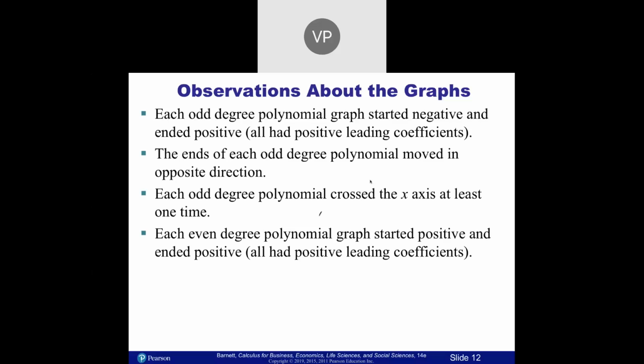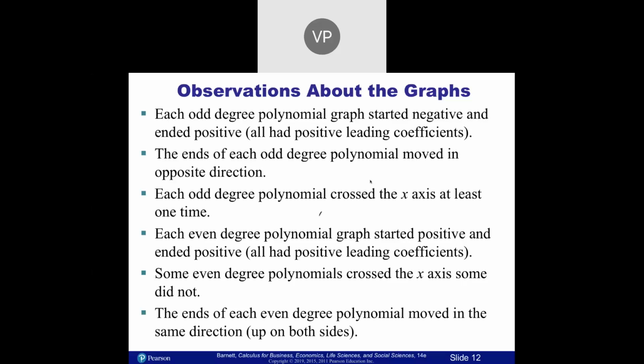Even degrees, they start positive and end positive if they have a front number that's plus. If it's negative, it's going to have them both starting and finishing at the bottom. And some even degrees will cross the axis, some do not. It's not a guarantee. And the last little statement about the graphs here: the ends of each even degree polynomial move in the same direction.